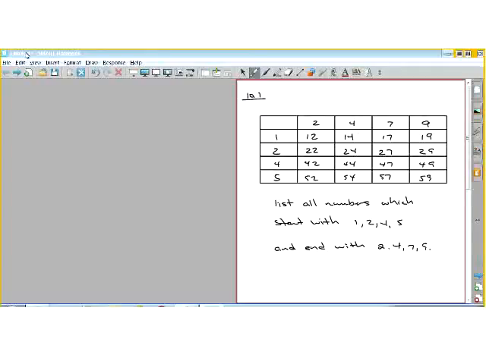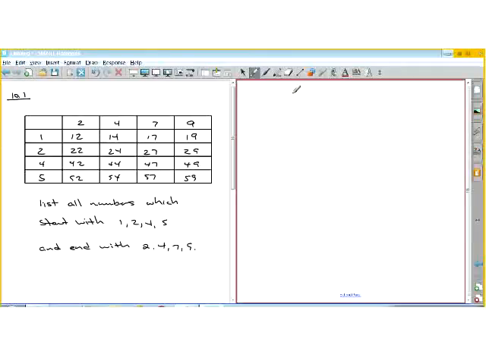Okay, so once you have filled out the product table, then you can ask questions. I might ask, list the even numbers. So I could look at it and say, okay, well, I have 12, 14, these are odd, and I would just go through the table and pick out the ones that satisfy the requirements of the question.